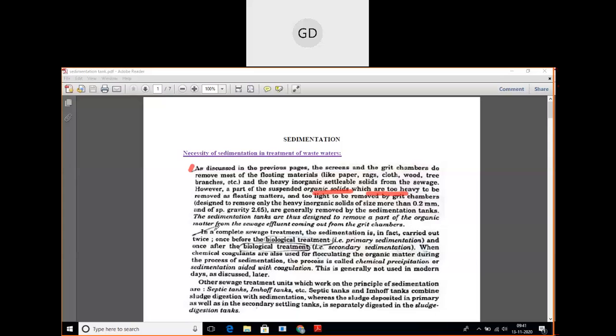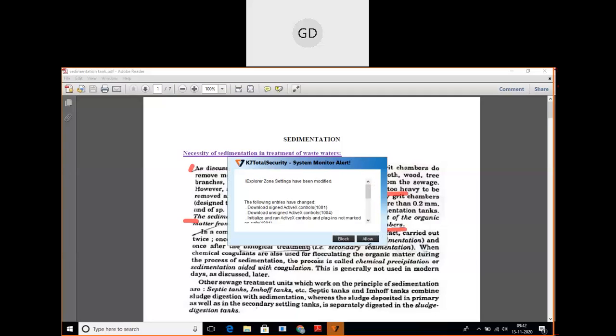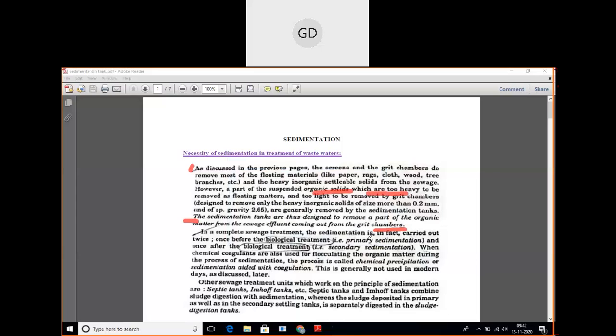So you see, the sedimentation tanks are thus designed to remove a part of the organic matter from the sewage effluent coming out from the grit chamber. Whatever effluent is coming out from the grit chamber, that day I showed you one video. You have seen there that the wastewater first goes through the screening, and after screening it goes to the grit chambers. After grit chambers, it moves to the sedimentation tank, which is designed to remove the organic matter coming from the grit chambers.